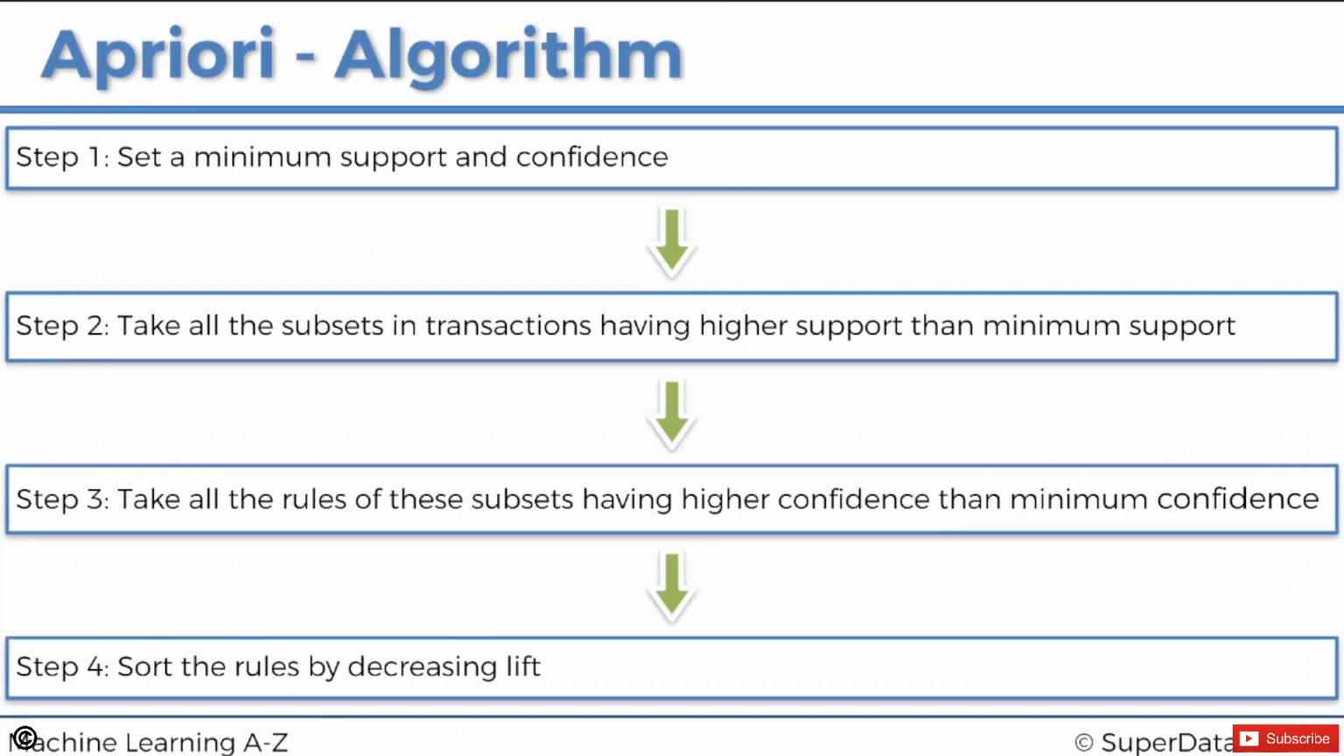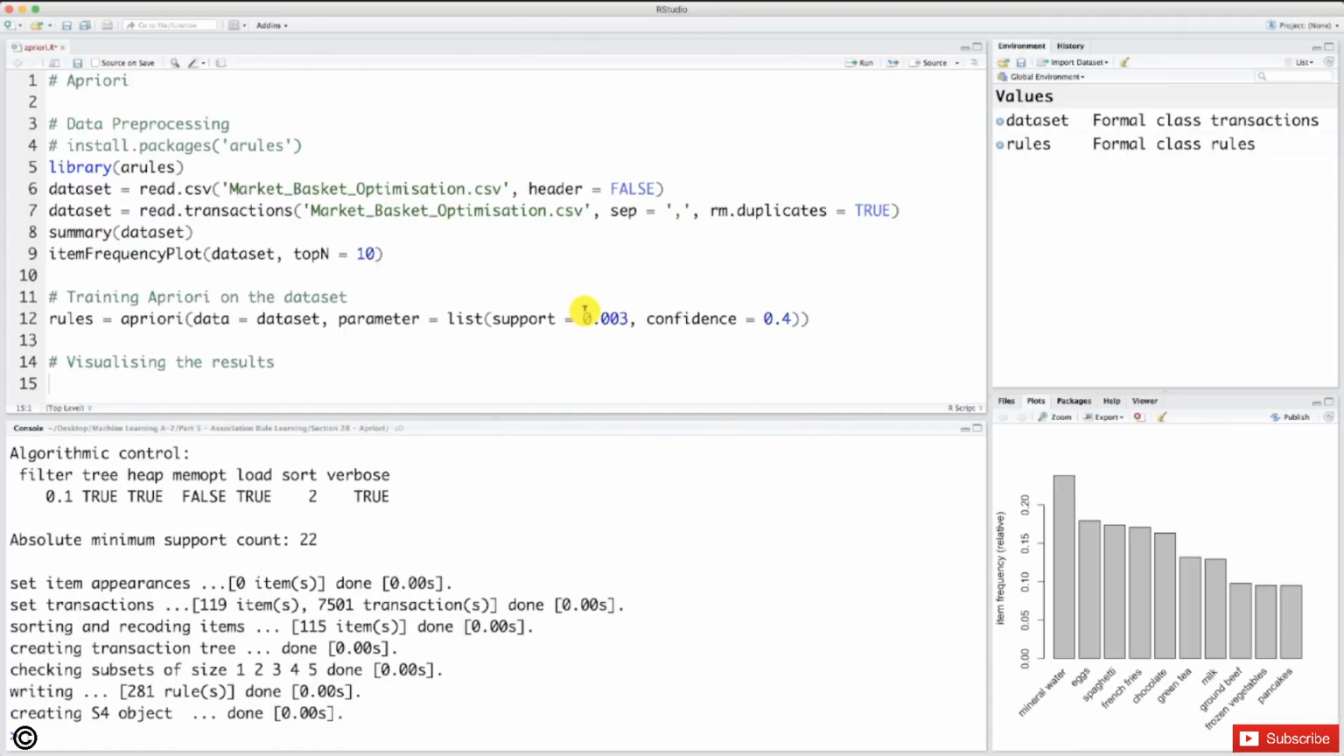That's not our final word. We might need to change the confidence again, but we did the first step anyway. And then the second step is to take all the subsets in transactions having higher support than the minimum 0.3% support. Okay, so this step 2 was actually completed when we trained the apriori on our dataset. So the function did it itself. And that's the same for step 3. The step 3 is to take all the rules of these subsets that have higher confidence than this minimum confidence of 40%. And so again, this was completed when we trained the apriori model on the dataset thanks to this apriori function. Okay, so step 3 done.